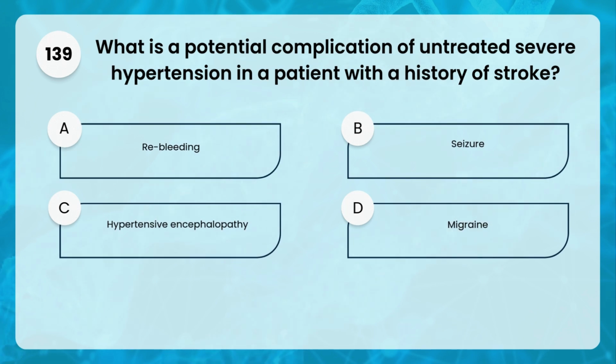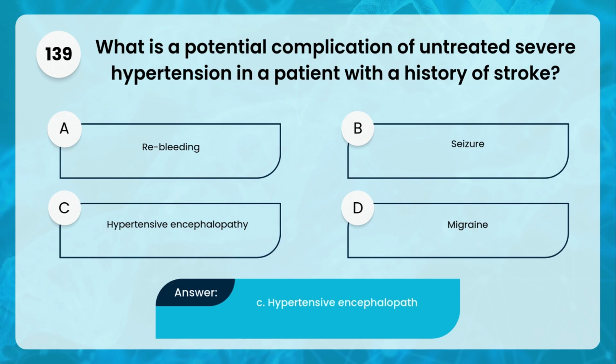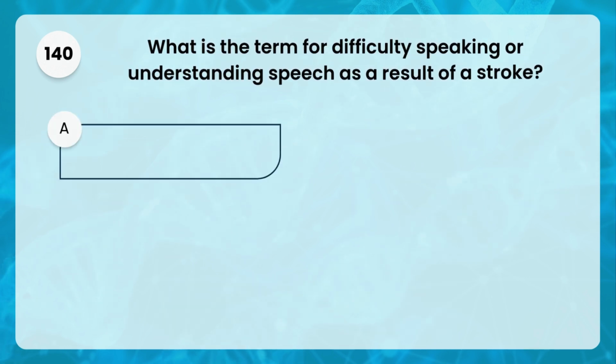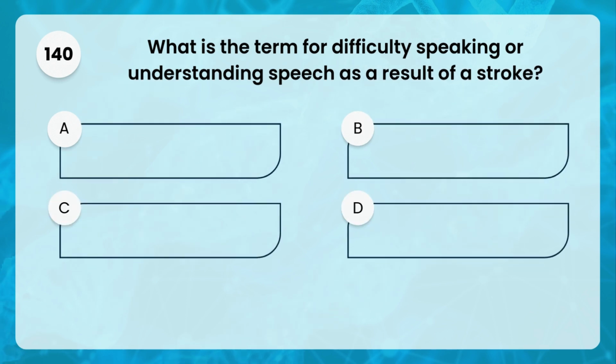Number 139. What is a potential complication of untreated severe hypertension in a patient with a history of stroke? A. Rebleeding, B. Seizure, C. Hypertensive encephalopathy, D. Migraine. The answer is C. Hypertensive encephalopathy.